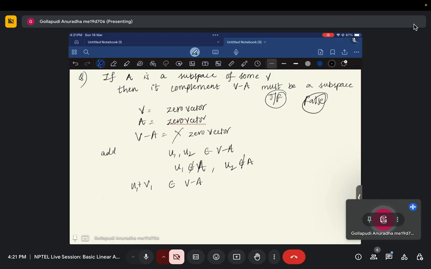For example, if A is (x, 0) and V is the R2 space, and V minus A means you are removing the x-axis from here, and you are taking u1 as (1, 1) and u2 as this way, then u1 plus u2 will be equal to (0, 0). So that's not there.